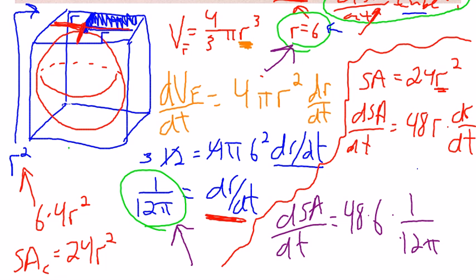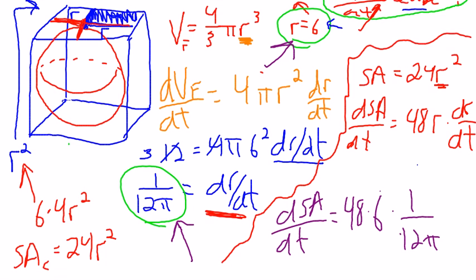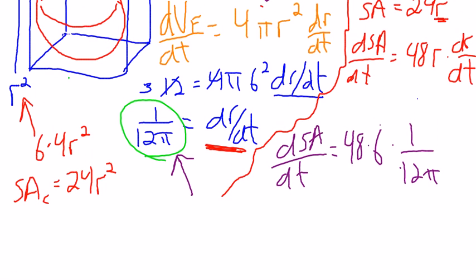Now I just have to simplify. So I will scroll down a little bit now. I'm going to divide 12 into 6, and it's going to leave me with a 2. Then I'm going to divide the 12 into the 48. It gives me 24. So it simplifies to 24 over pi.